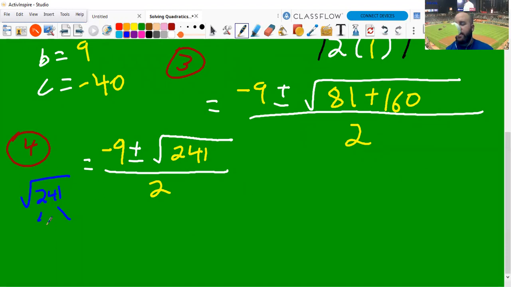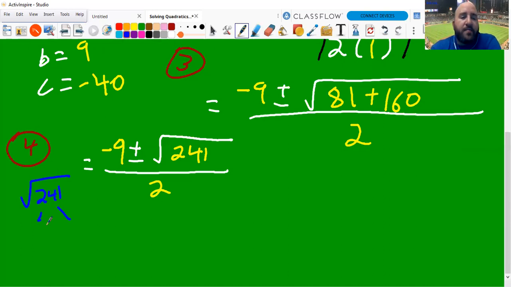So 241 is an odd number. So I can't divide it by 2. Not only can I not divide it by 2, I can't divide it by any even number. 4, 6, 8, 10, and so on. So we've got to try some odd numbers. Again, we're going to have a certain limit on what we're trying.